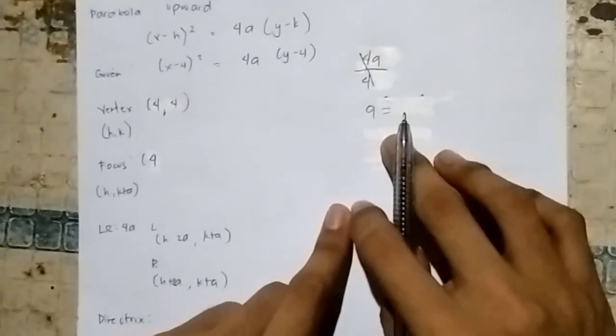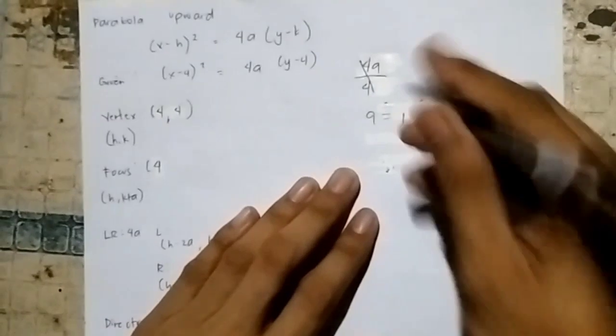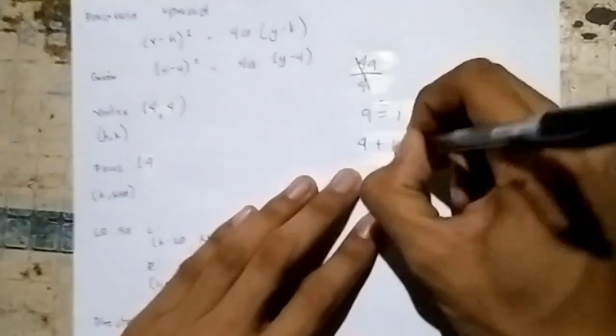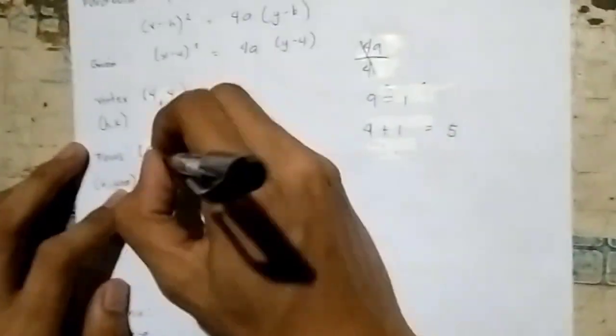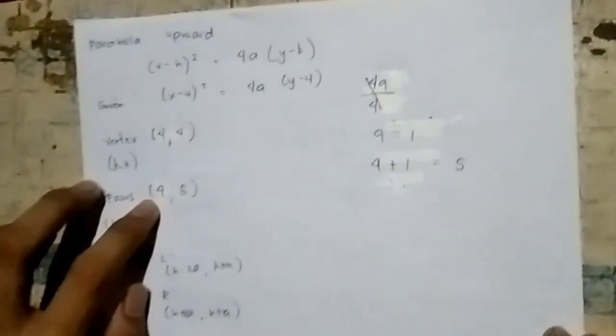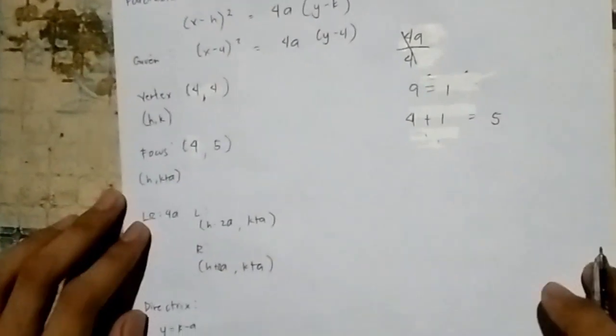Automatic, yung a natin, meron siyang coefficient number na 1. So, si 4, ipa-plus natin siya kay value ni a. 4 plus 1 is equals to 5. So, nakuha na natin ang k plus a natin na 5. So, ang focus natin is positive 4 and positive 5.